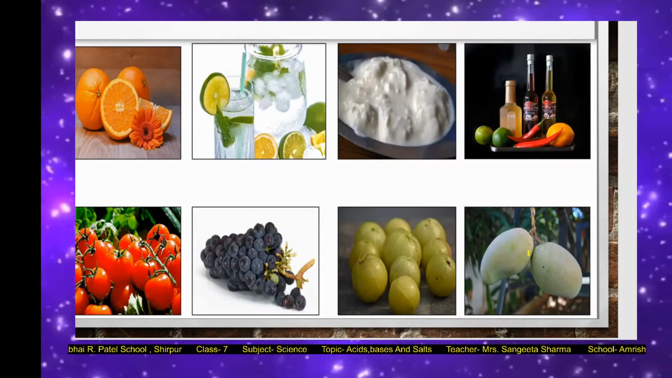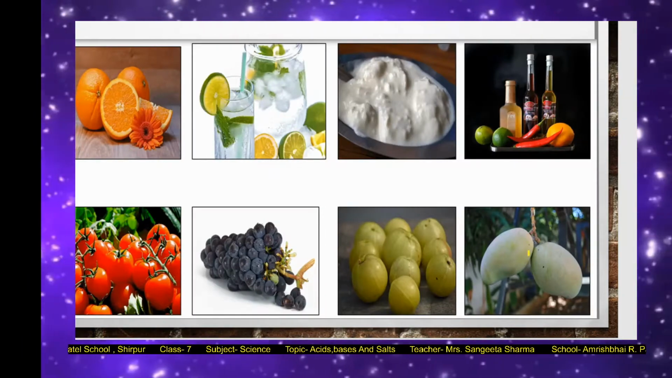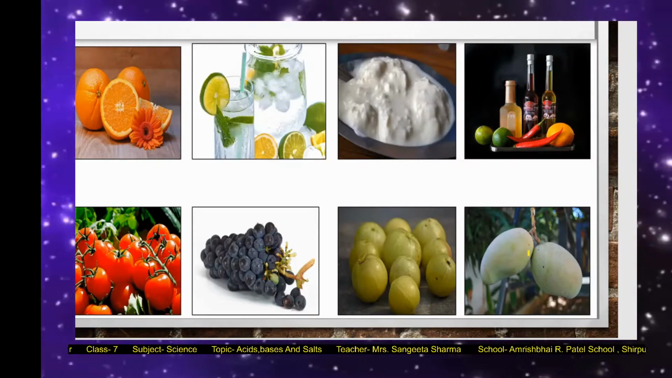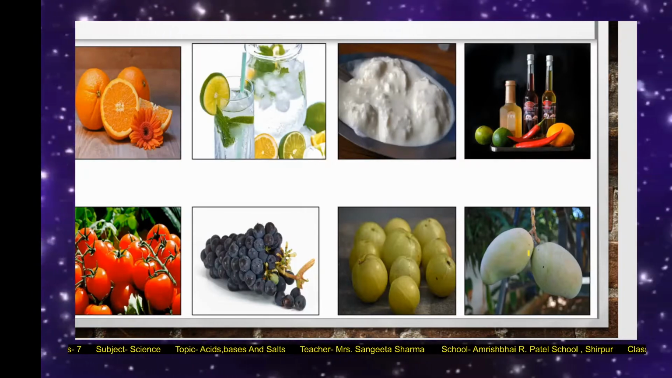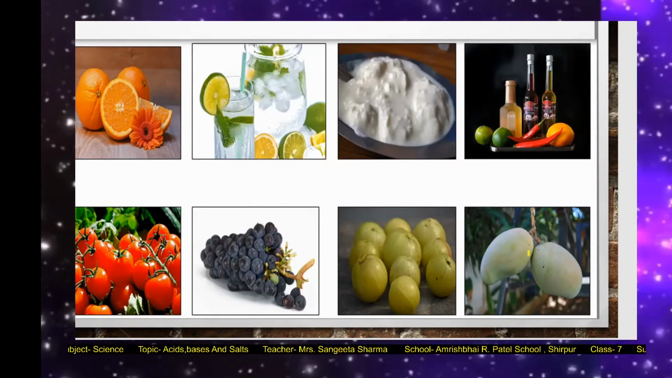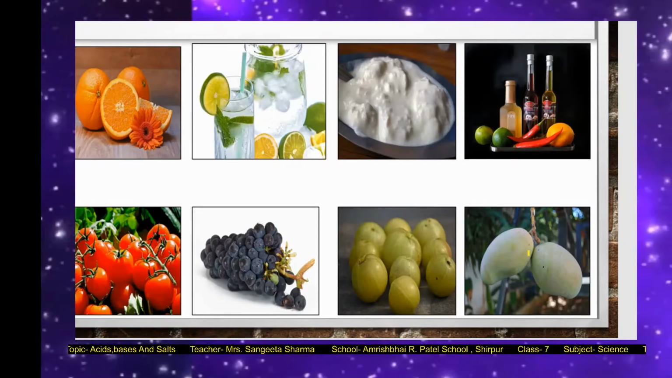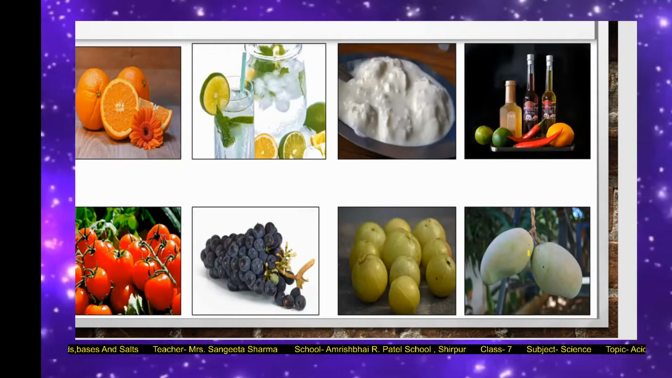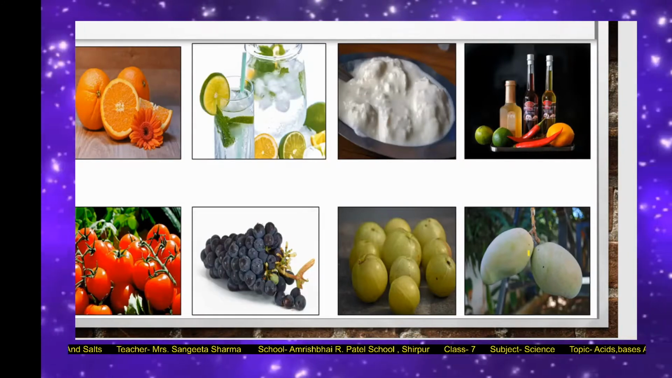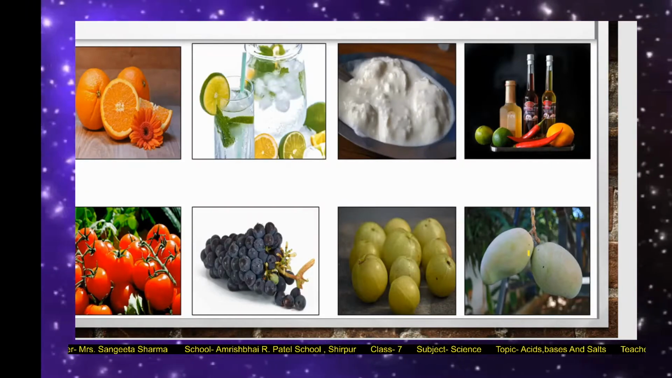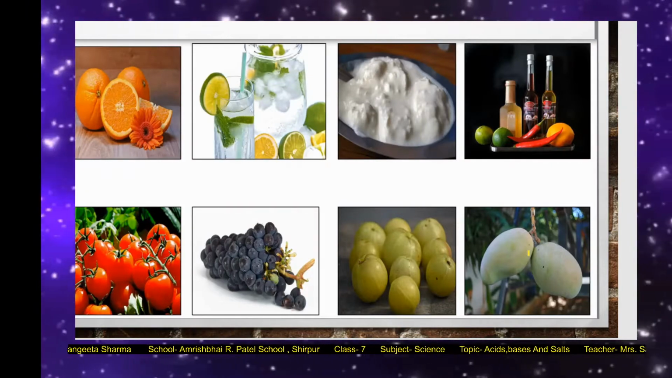Quickly we will revise the previous topic. These are pictures of different things in which acids are found. Some citrus fruits are sour in taste, curd also, vinegar, and these citrus fruits, tomato, unripe mangoes. We find acids in them, and because of those acids their taste is sour.